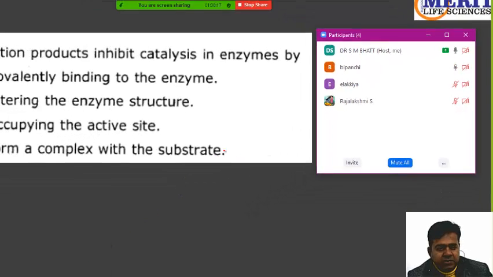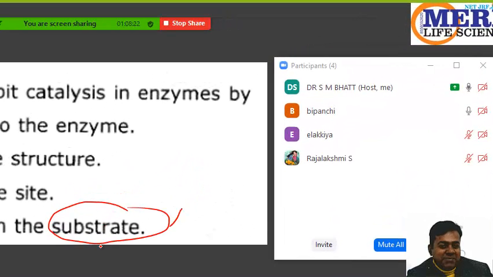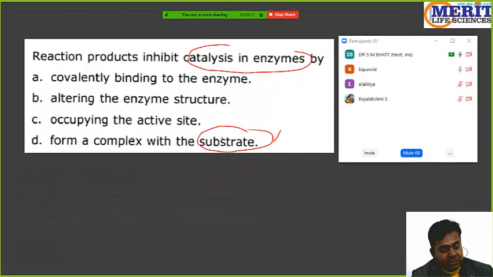Because it's not talking about any enzyme. They are talking about catalysis in enzyme, they are talking about the substrate. How can it be the last option? Because they are talking about forming a complex with the enzyme, not the substrate. How ridiculous is this option? And you are still going with form a complex with the substrate. Who is going to form this complex with the substrate? Product? Product is a substrate now.